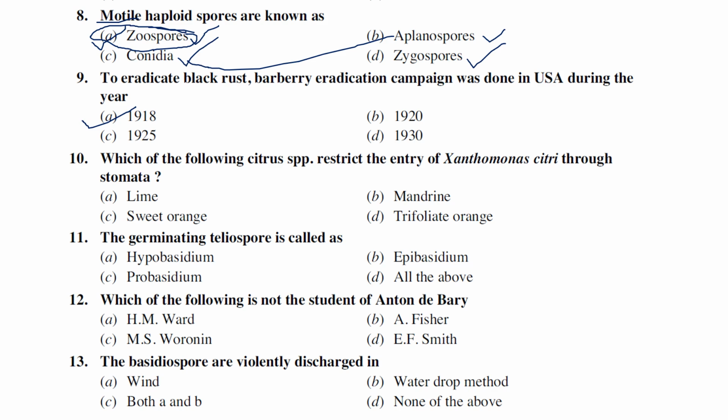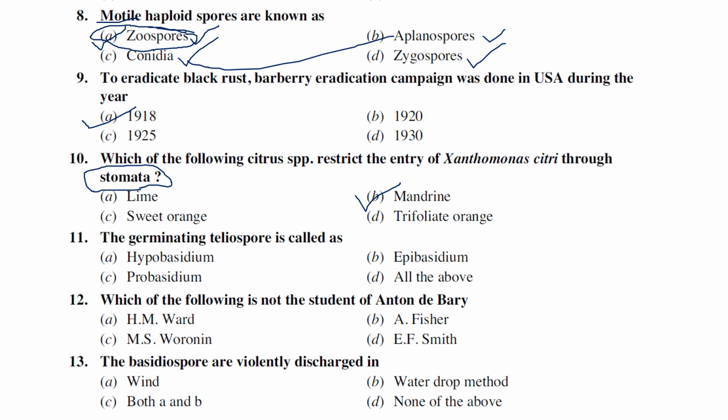Which of the following citrus species restricts the entry of Xanthomonas citri through stomata? Generally this pathogen enters through stomata, so which species of citrus can restrict this stomatal entry? Lime, mandarin, sweet orange, trifoliate orange. Generally, the mandarin species restricts the entry of the Xanthomonas citri canker pathogen through stomata.